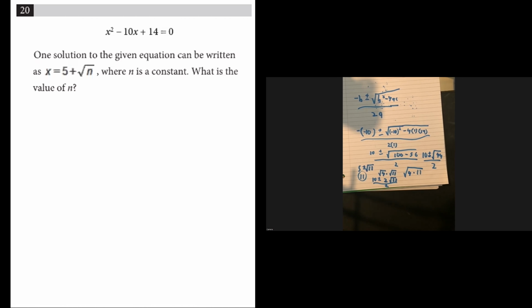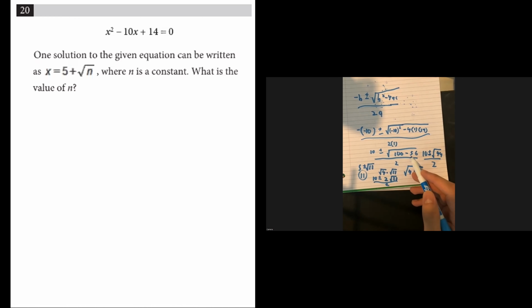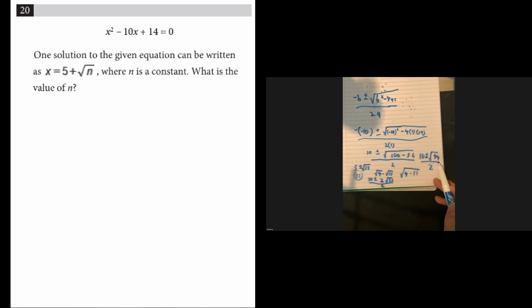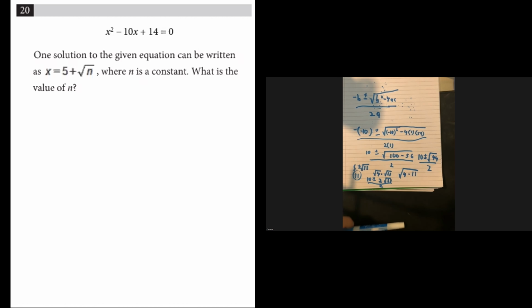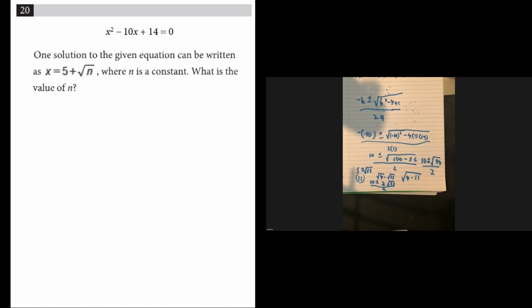You have a question? Wait, where did you get the square root of 44? Okay, so we have square root of 100 minus 56, right? Did you get that? Yes. Oh, never mind, I see now. Which 100 minus 56 is 44. Okay, is that it? Any other questions?